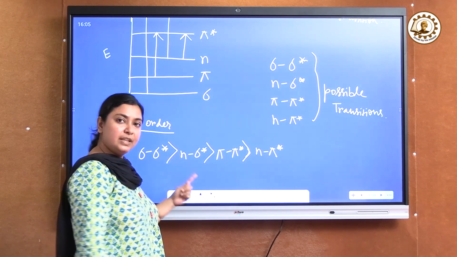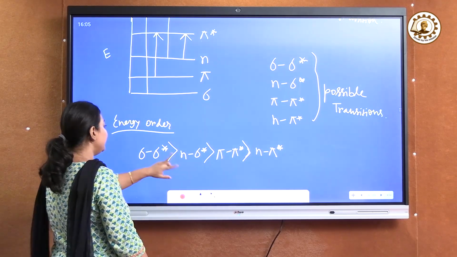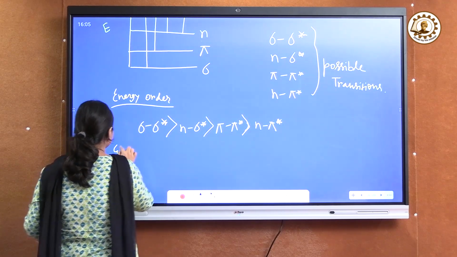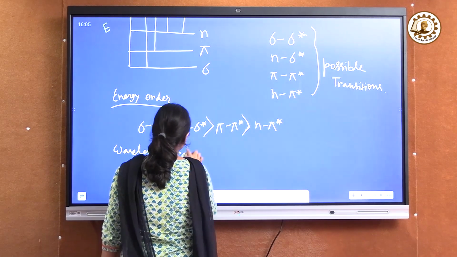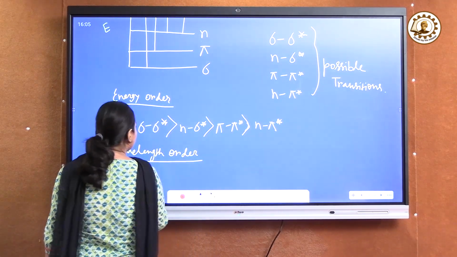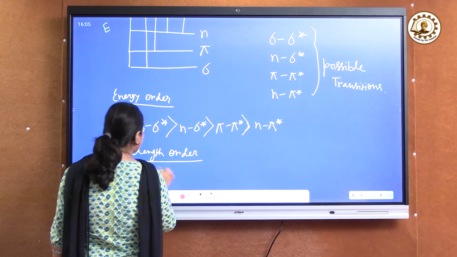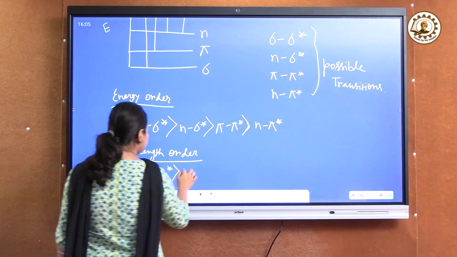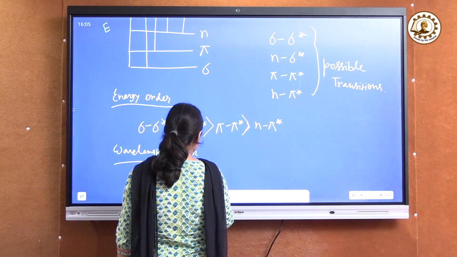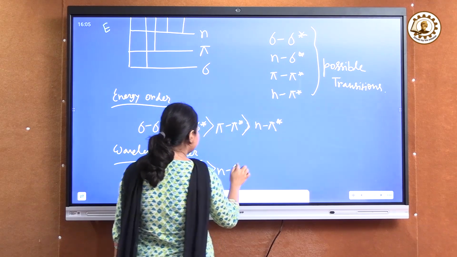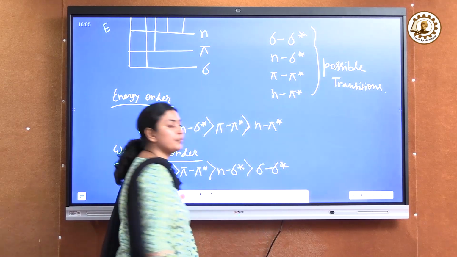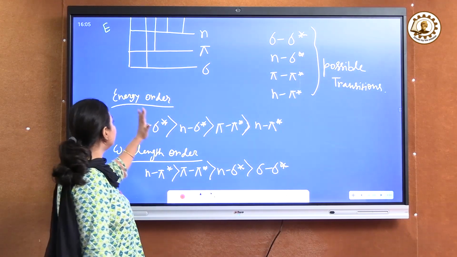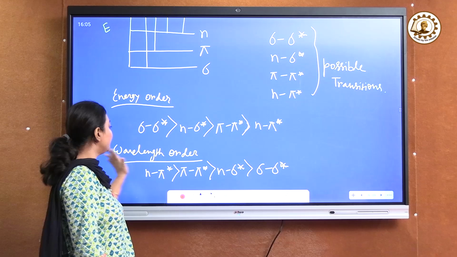And what will be the wavelength order? The wavelength order would be just opposite to the energy order. So the wavelength order would be n to pi star greater than pi to pi star greater than n to sigma star greater than sigma to sigma star. So this is the energy order and this is the wavelength order for electronic transitions.